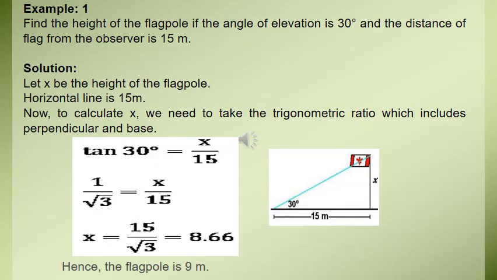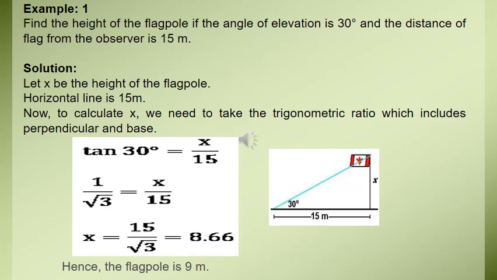Now students, here are some solved examples based on today's topic. In this first example, we have to find the height of the flagpole if the angle of elevation is 30 degrees and the distance of the flagpole from the observer is 15 meters. Let us consider the height of the flagpole to be x. We know the distance between the flagpole and the observer is 15 meters, so here we can calculate x.